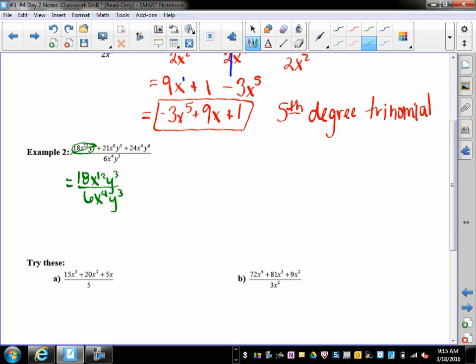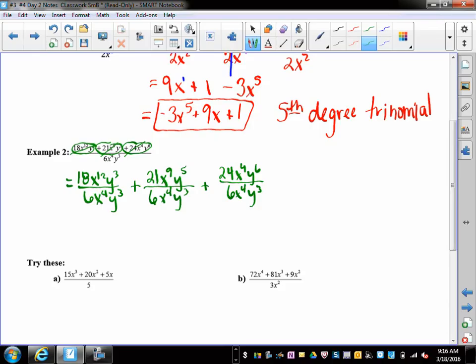Alright, my next piece. Plus 21 x to the 9th, y to the 5th, over the entire denominator, 6 x to the 4th, y cubed. Plus 24 x to the 4th, y to the 6th, over my entire denominator.